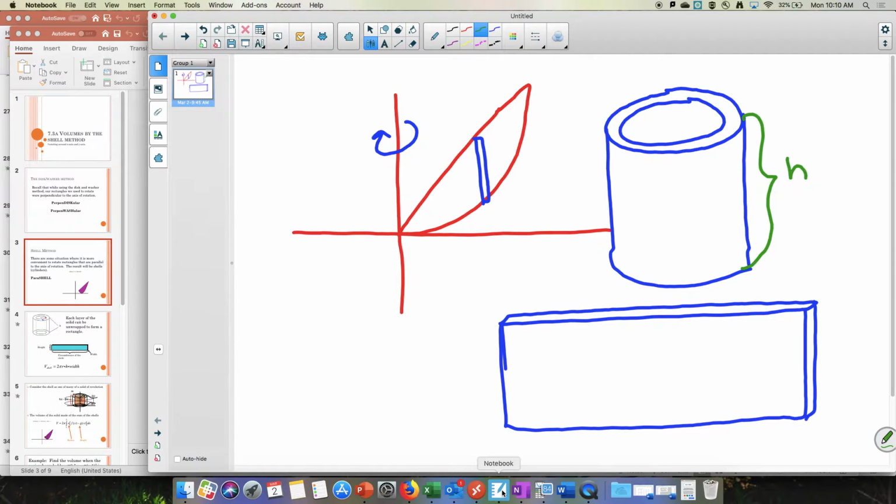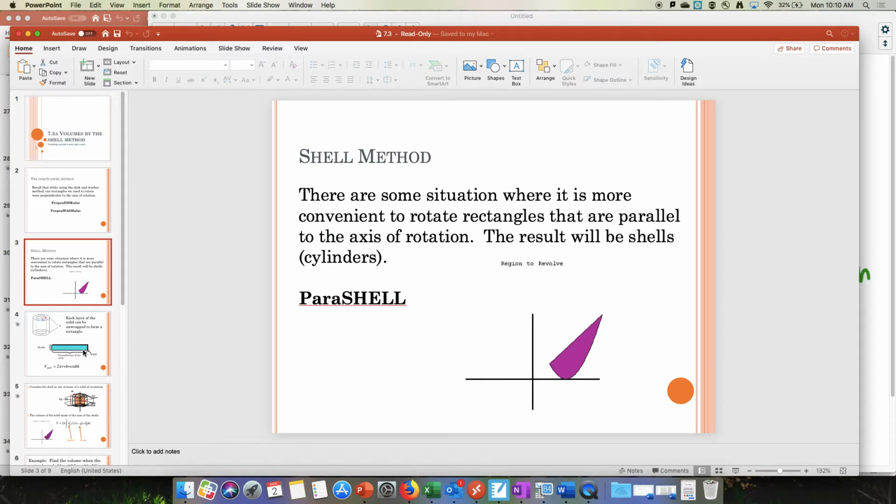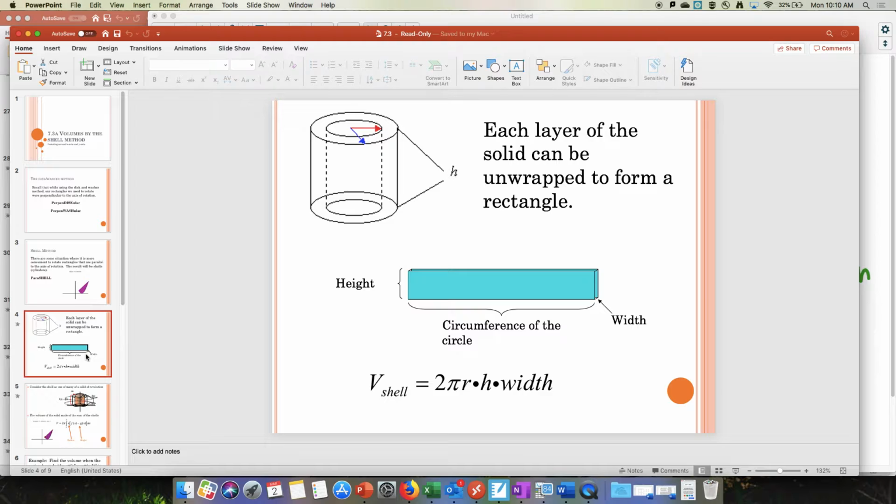So this shell has a height, which would correspond to this right here. How long is this? That's the circumference of whatever that circle is. And how do you find circumference? 2 pi r. Pi d, 2 pi r, same thing. And then we have this width right here. So the volume of each of these shells is going to be 2 pi r times the height times the width. We don't need to be writing this down yet. I'm showing you how we're getting the formula that we're going to use.